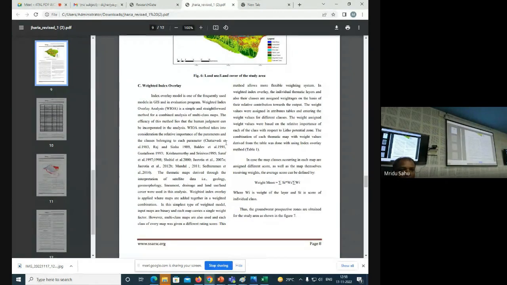Is there any doubt? Basic hydrogeology, any doubt is there, we can discuss. Otherwise, we'll conclude. So you keep all these sheets with you. You can enclose them in your record.